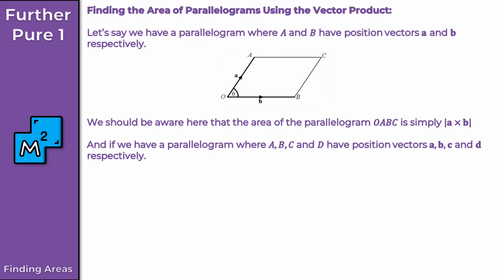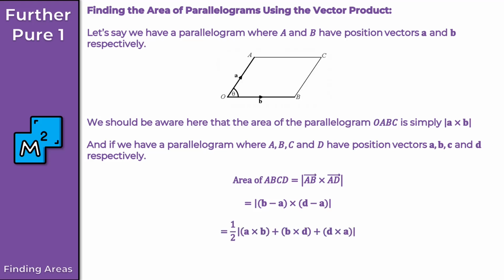So let's say then that we have a parallelogram where A, B, C, and D have position vectors of A, B, C, and D respectively. Then the area of the parallelogram ABCD is equal to the magnitude of the vector AB crossed with the vector AD here. And this is the same as the magnitude of B minus A crossed with D minus A. So this is just AB here. This is just AD. And now by expanding this and using the properties of the cross product, this is the same as a half times the magnitude of A cross B plus B cross D plus D cross A here.